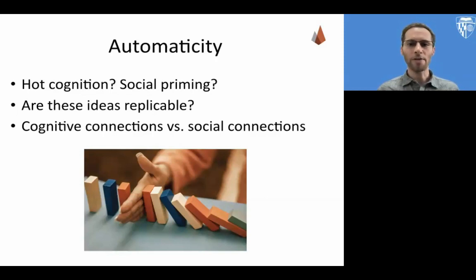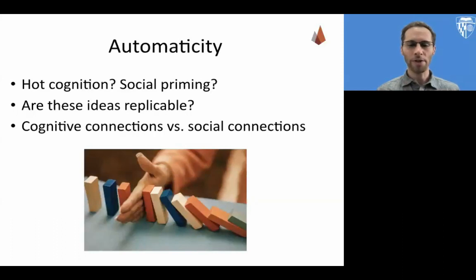Toward the end of your textbook chapter on this unit, there is some discussion about the concept of automaticity, as well as hot cognition and social priming. Full disclosure, I'm not going to test you on any of this content because I'm not convinced that these ideas are valid and that the research findings are replicable.